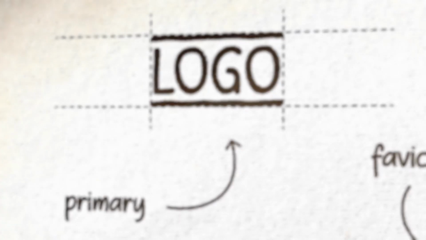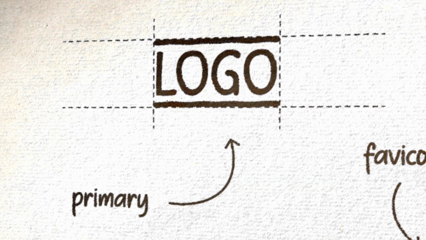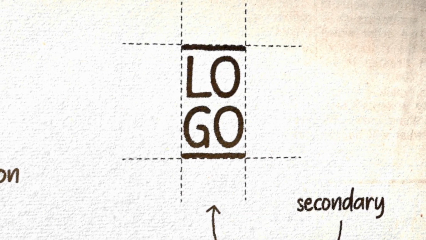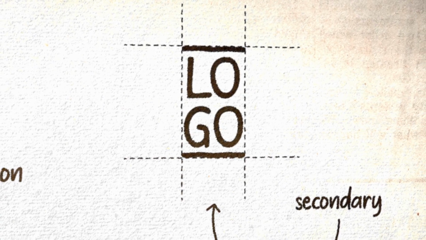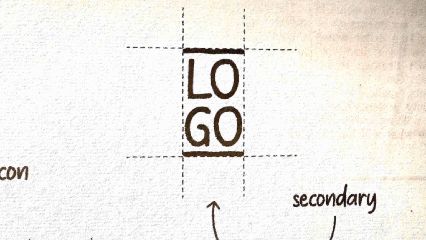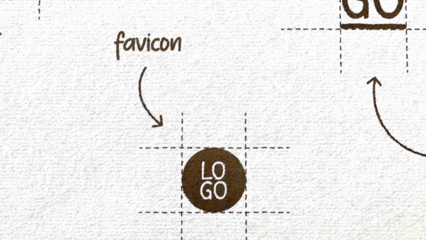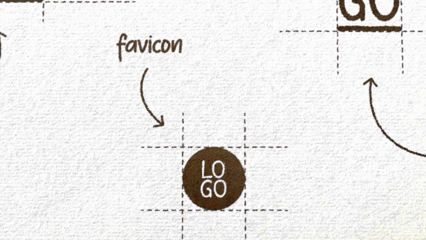You want a primary logo. That's the main logo. You're going to use that one the most. You want a secondary logo. Usually it's stacked different for different types of spaces. So it could be you have a horizontal logo and then you have a stacked vertical logo. You want an icon version for social media and the favicon on your website.